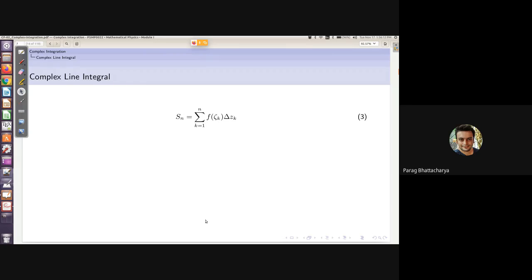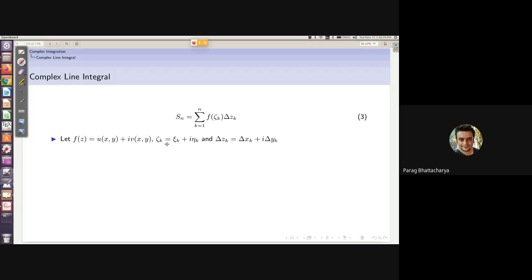Okay. So now, again, going back to the sum, the sum that we have, Sn, is equal to this one. Now let us say this f is written as a sum of two parts. One part is purely real, another part is purely imaginary. U is the real part and v is the imaginary part. So f of z is written in this way.